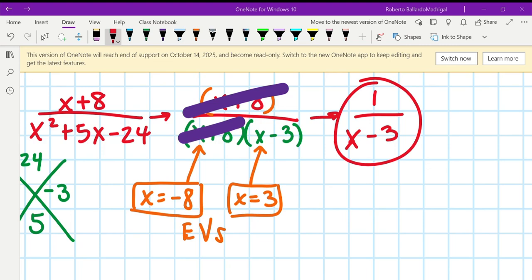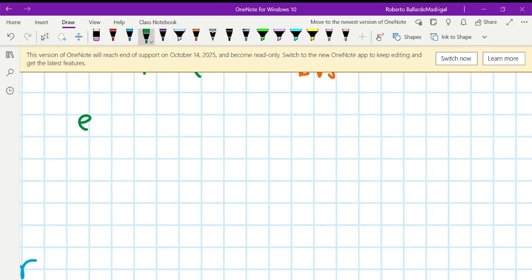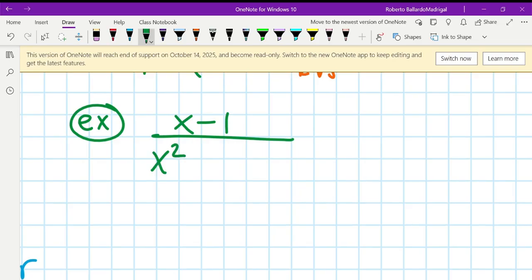All right. You guys ready for your example now? Okay. Let's try this out. Here is your example. Let me think of some numbers. X minus 1 over x squared minus 4x minus 5.